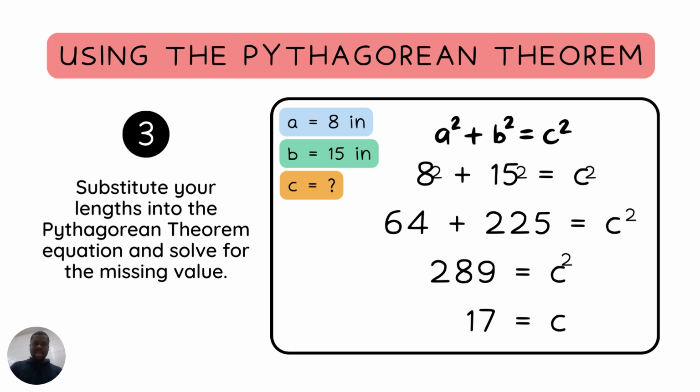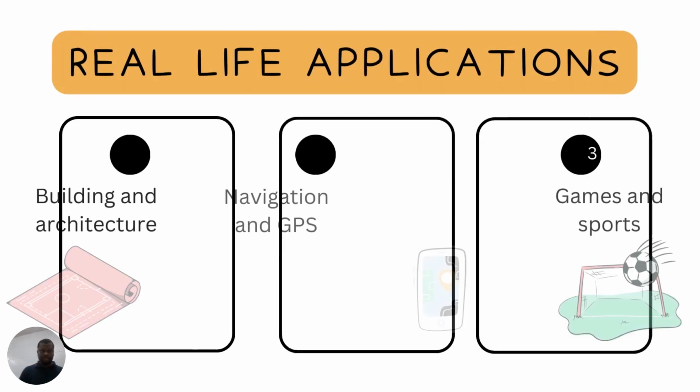So when you square 8, you have 64. When you square 15, you have 225. And that will give us C squared. Now adding 64 plus 225 will give you 289. And then take the square root of both sides and C will give us 17. So this is how we apply the Pythagorean theorem in solving problems.